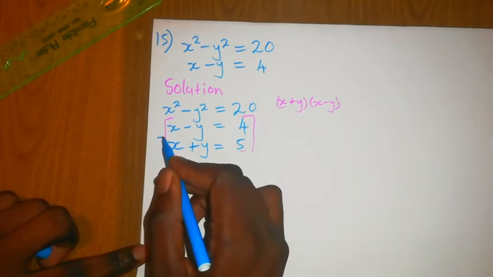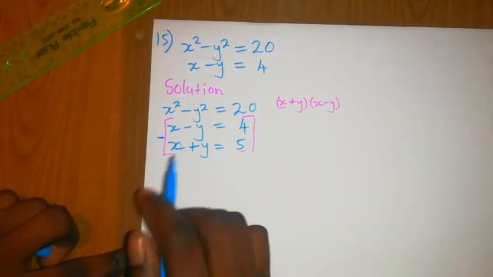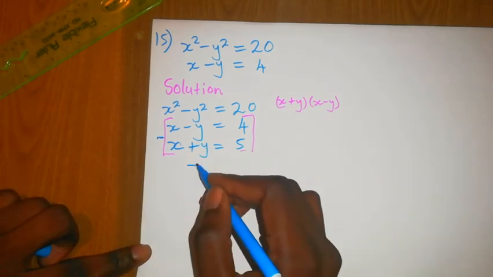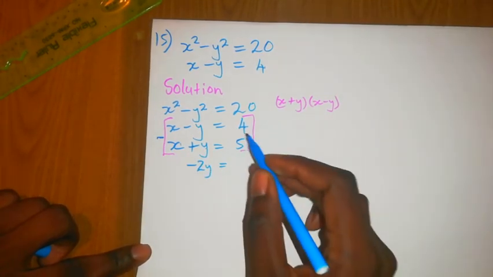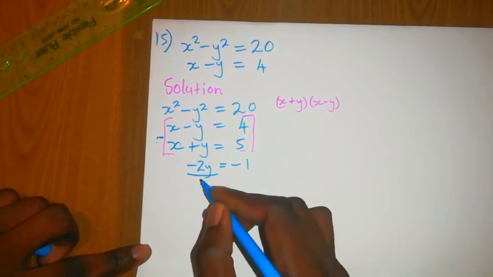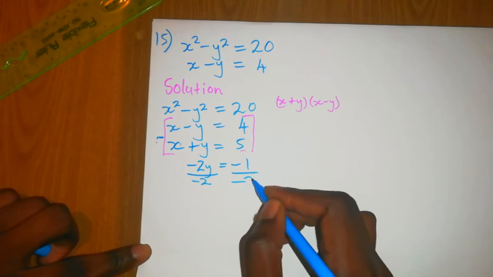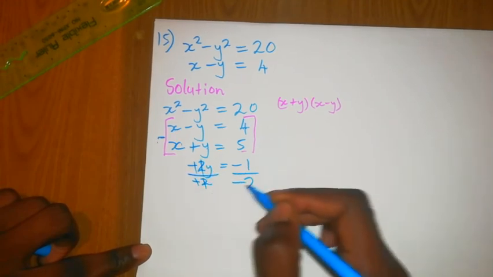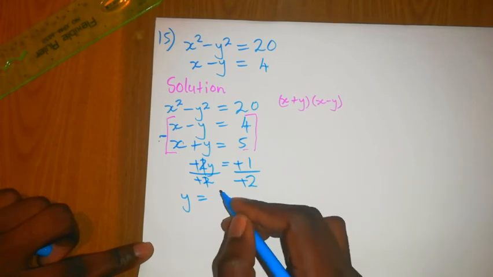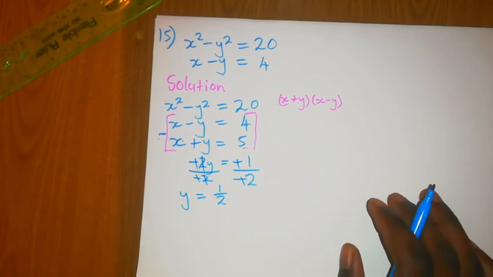So it's now minus there. It's now x minus x, that's a 0. Then minus y minus y is negative 2y is equal to 4 minus 5, that's a negative 1. I'll divide both sides by negative 2. So y is equal to what? Half. Y is equal to half.